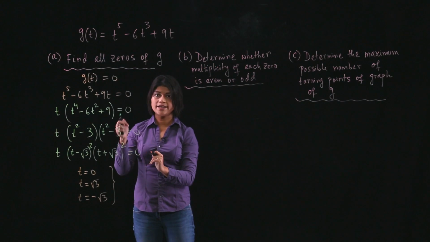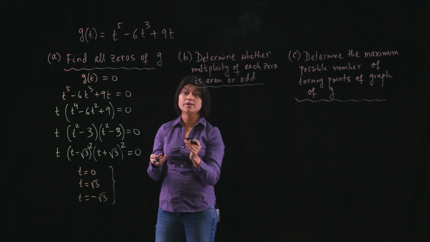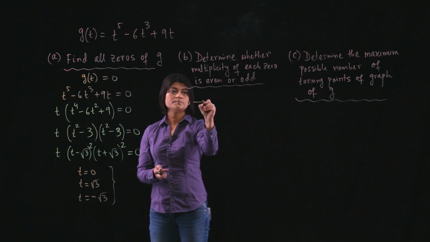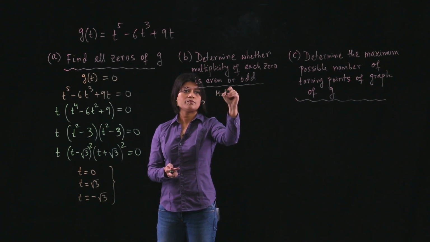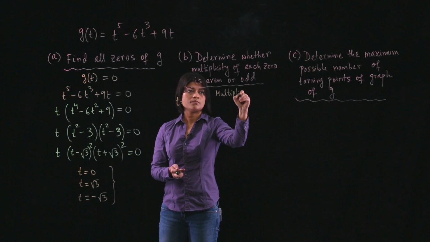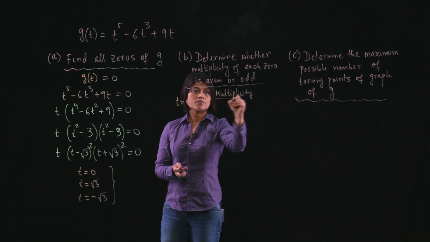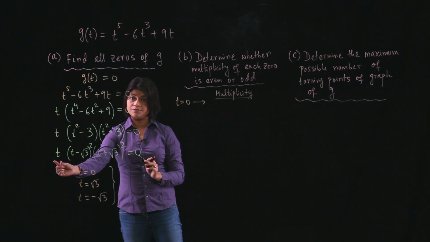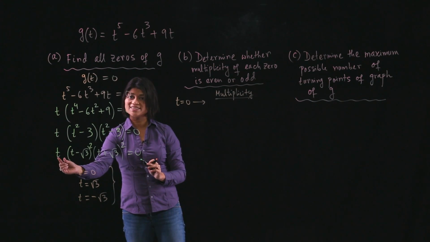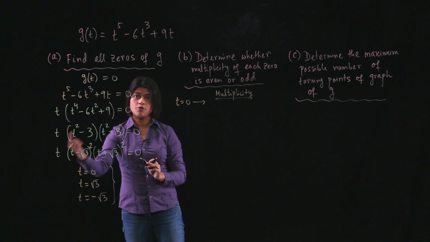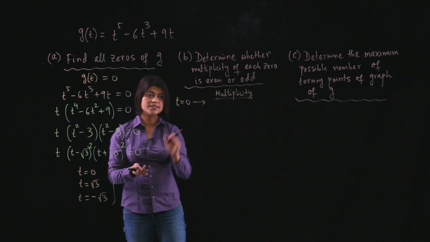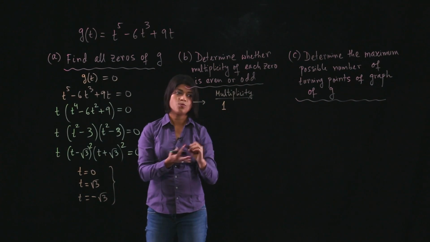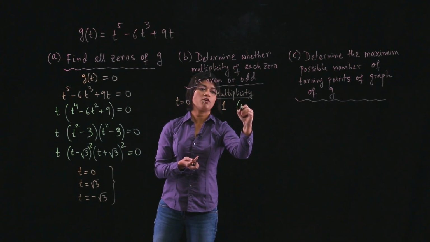Okay, so let's take each 0 and see what their multiplicity is. So if you take t equals 0, go back here and look at the factor that gave you t equals 0. The factor is t, which has a power 1. That means t equals 0 has a multiplicity of 1. And 1 is, of course, odd.